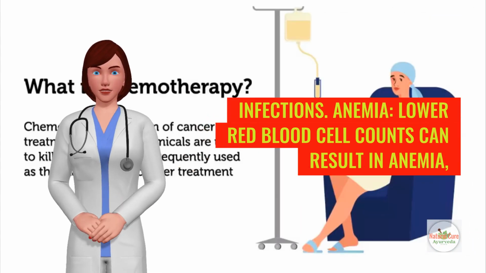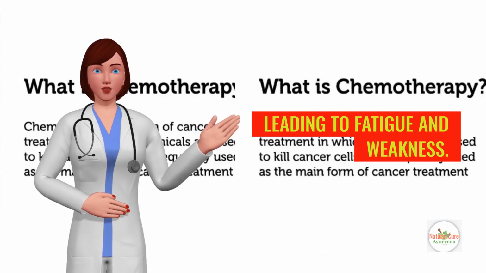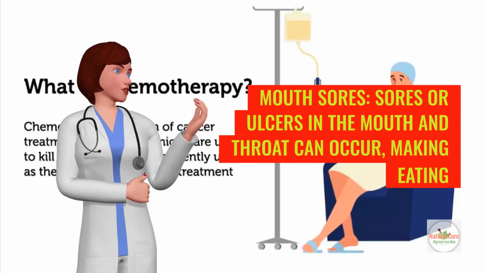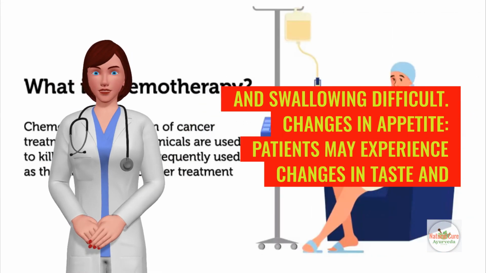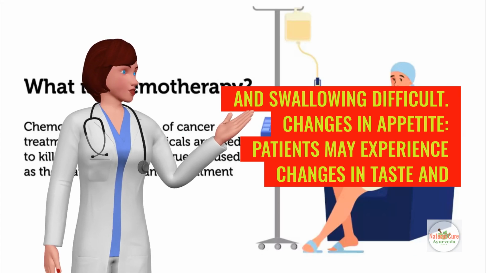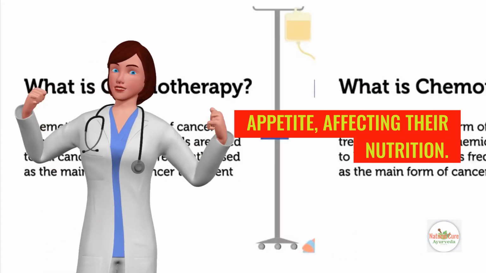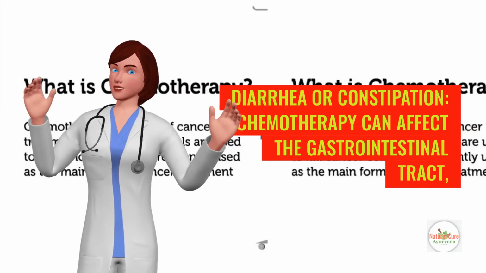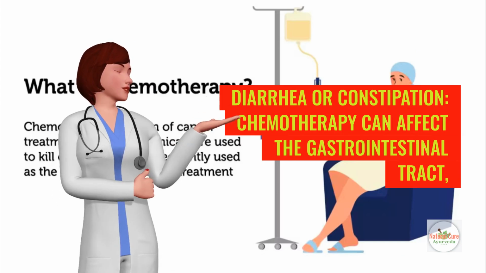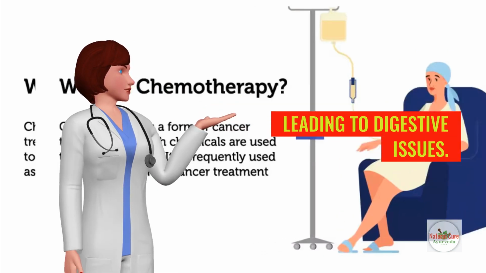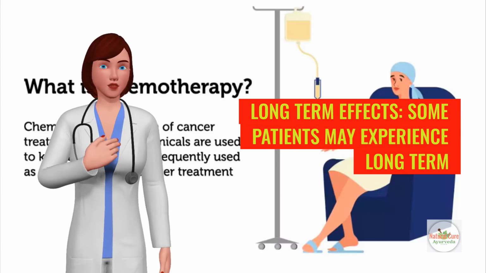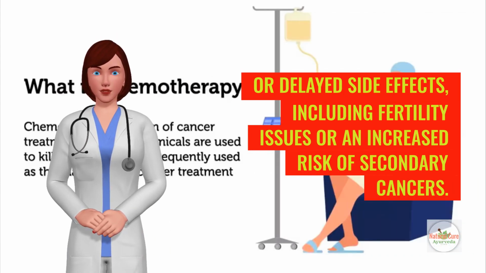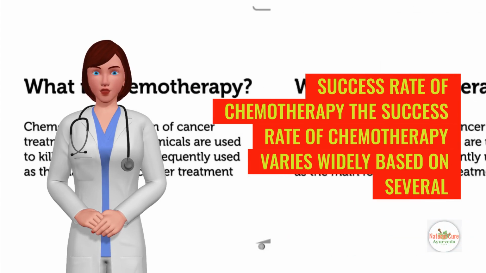Anemia. Lower red blood cell counts can result in anemia, leading to fatigue and weakness. Mouth sores. Sores or ulcers in the mouth and throat can occur, making eating and swallowing difficult. Changes in appetite. Patients may experience changes in taste and appetite, affecting their nutrition. Diarrhea or constipation. Chemotherapy can affect the gastrointestinal tract, leading to digestive issues. Long-term effects. Some patients may experience long-term or delayed side effects, including fertility issues or an increased risk of secondary cancers.